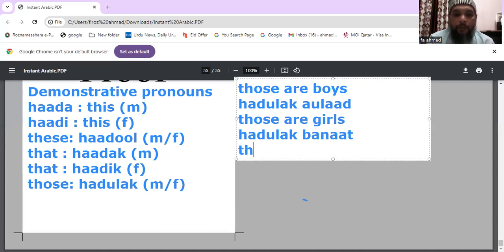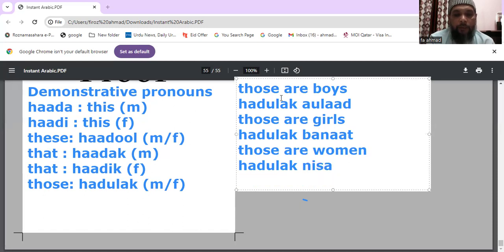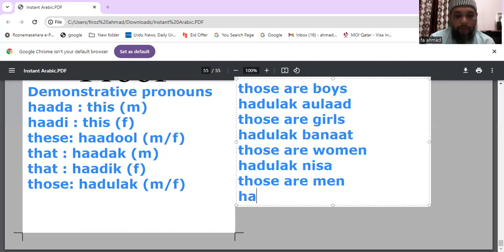And suppose those are women. You can say hadulak nisa. You can say those are men. You can say hadulak rijal. Simple. Yes, this is okay. So this is the demonstrative pronoun. This type, you can find words, vocabularies, and you can use them with demonstrative pronouns.